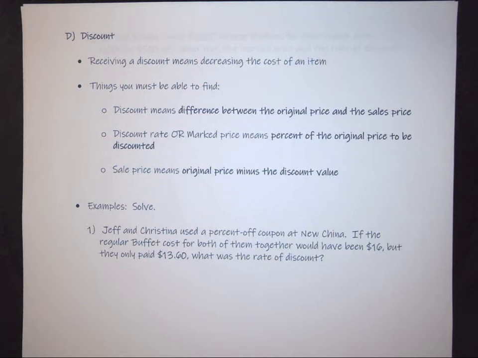Now, one thing to keep in mind, which should be fairly obvious, is that when you receive a discount, you are decreasing the cost of the item. Discounts are generally applied before you reach your tax phase of your item. Okay? So in order to find an actual discount, we are looking at the difference between whatever your original price was and the sales price. Now that idea occurs if you know the original price and your sales price, but you do not know what your discount would be.